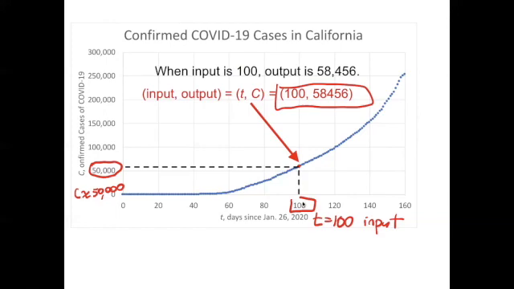So the idea is we would like to take this graph and the points on this graph and be able to explain in very practical, clear terms what information this is telling me in this context of COVID-19 cases. So rather than say when the input is 100, this tells us it's 100 days after January 26th. And rather than say the output is 58,456, we should explain what the output is. We should explain the total number of confirmed COVID-19 cases is 58,456.